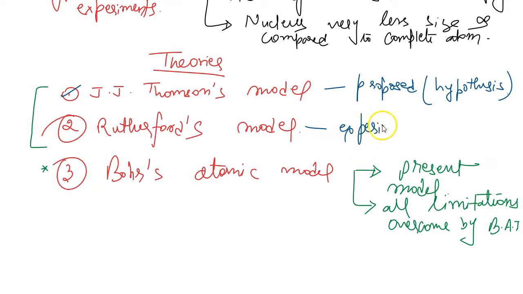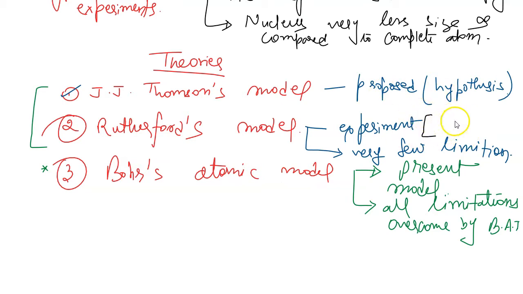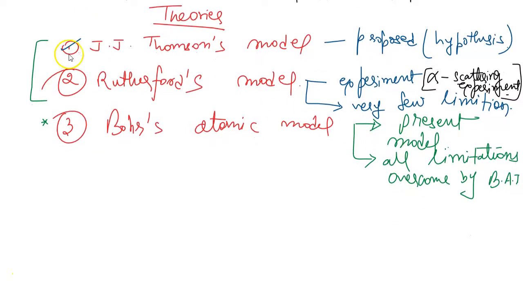So his theory is completely based on experiment. That's why his theory mostly relies closer to the theory we accept in today's model, except we have very few limitations, and whatever limitations were there were overcome by Bohr's atomic model. The name of the experiment that is very famous, and we have to remember the complete details about this experiment, is the alpha scattering experiment.